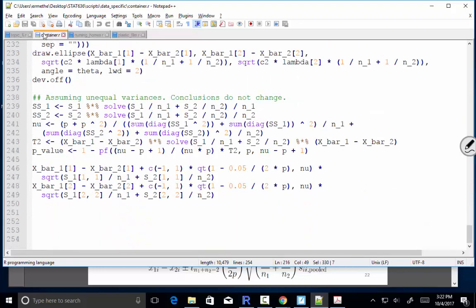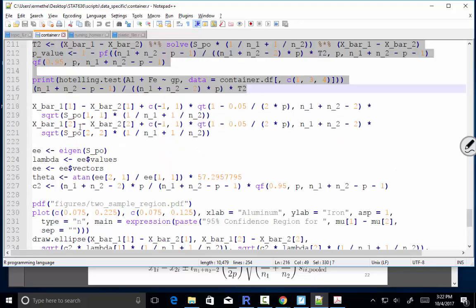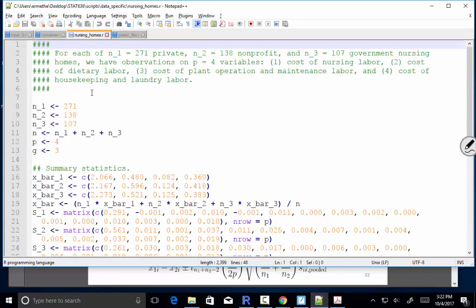Okay, so see the container script for some example code for doing T-squared stuff, both 1 sample and 2 sample. And then while I'm on the topic of examples, there are 2 other scripts that are relevant to topic 6. One is called nursing homes. And I'll talk about this one today a little bit.